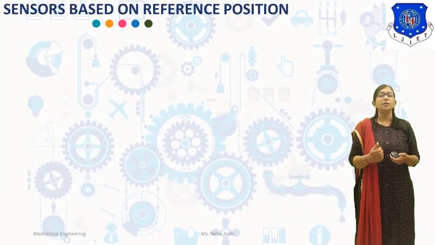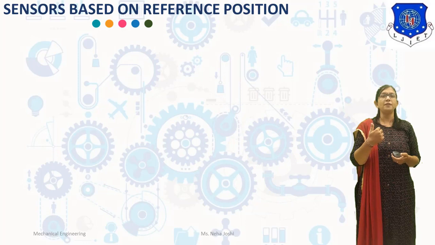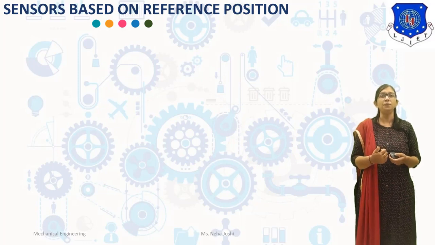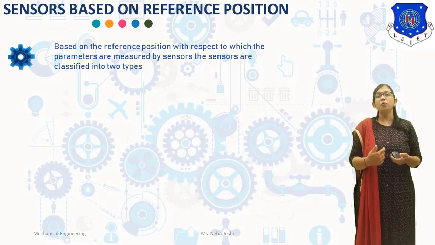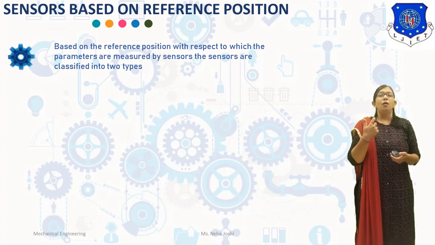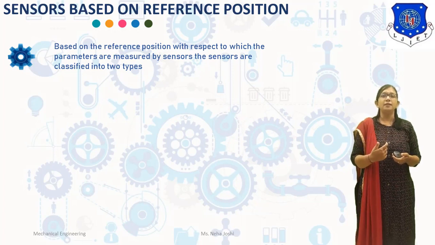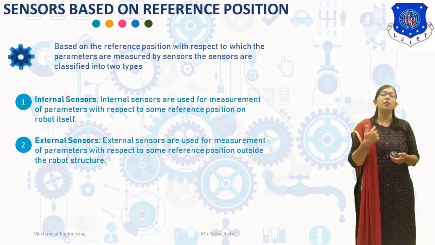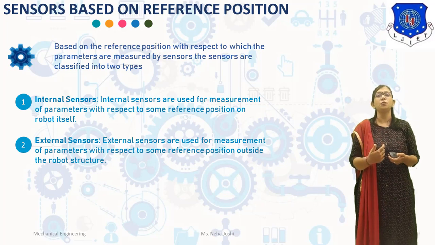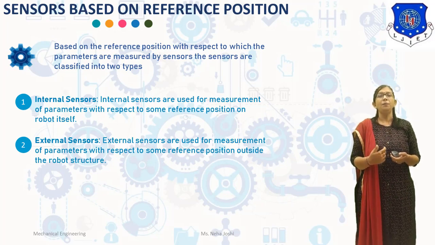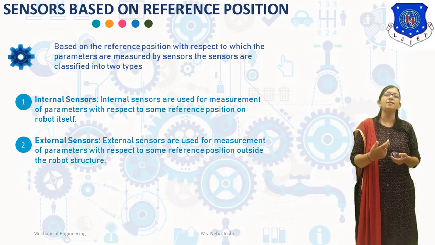Now, the last classification of sensors is based on the reference position. With respect to the reference position, which parameters are measured by the sensor, the sensors are classified into two types. Internal sensors are used for measurement of the parameter with respect to some reference position on the robot itself. They are used to measure the position, velocity and acceleration of the robot joint or end effector.